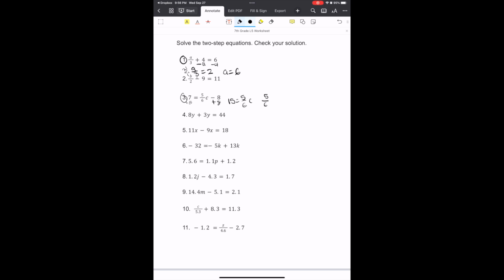5/6c times 6 over 5, because that's the conjugate or the opposite. And then this all cancels out to get c. And you do the same thing for 15. So you get 15 over 1 times 6 over 5. You could simplify that to 9. So the answer is c is equal to 9.